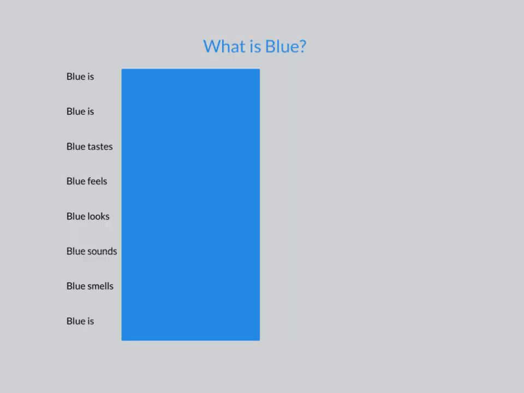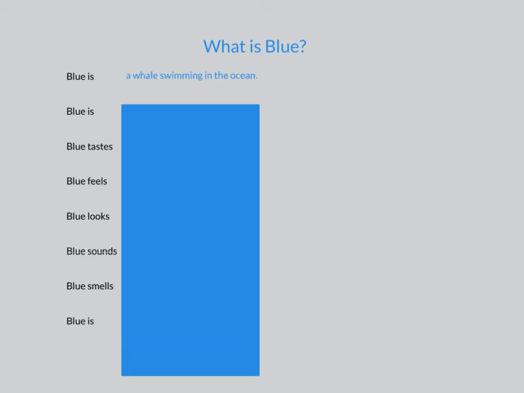Now I'm going to write a poem for you about my favorite color. What is blue? When I think of blue, I think of a whale swimming in the ocean. So I'm going to add that. Next, blue is, well, when I think of blue, I always think of the feeling of sadness. So now I'm going to type that. Okay, next, blue tastes. When I think of blue, I think of at the state fair, we usually get snow cones, and I like the blue raspberry. So I'm gonna type tastes like a blue raspberry snow cone.